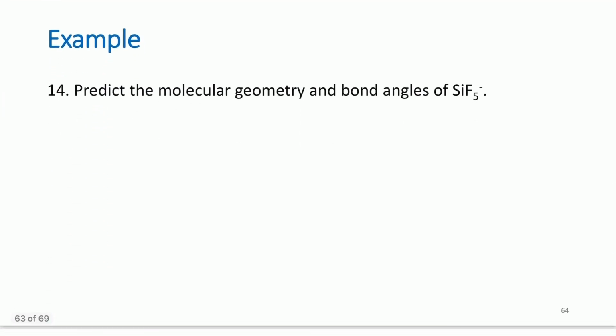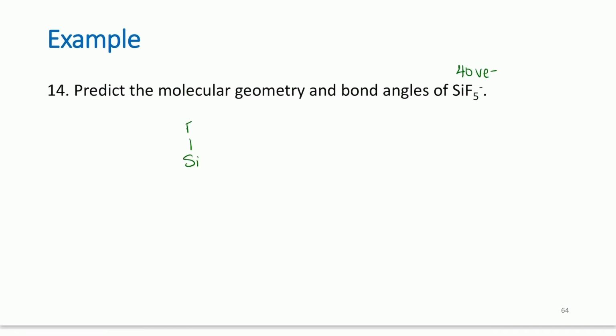Predict the molecular geometry and bond angles of SiF5-. So let's see. 5 fluorines, 5 times 7, 35, plus silicon is 4, so we're at 39. Plus a -1 charge, we have 40 valence electrons.